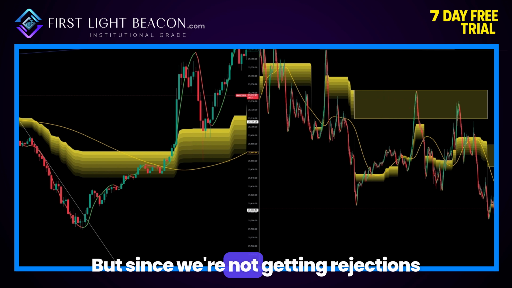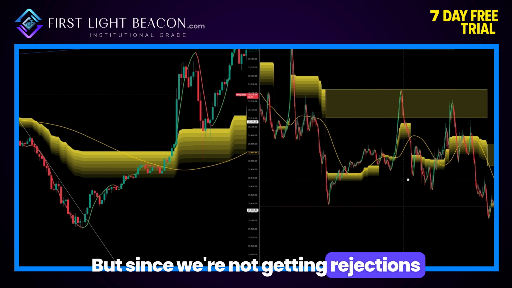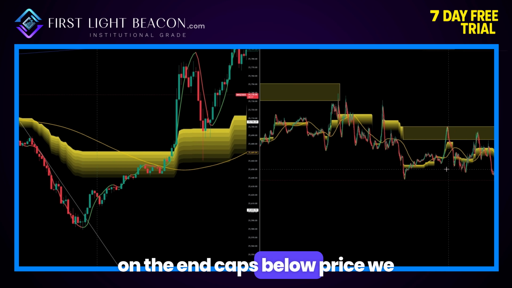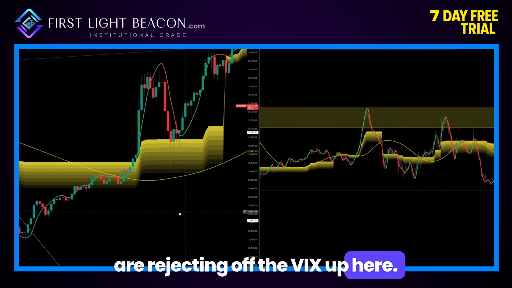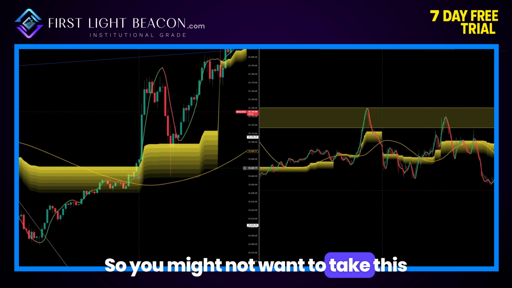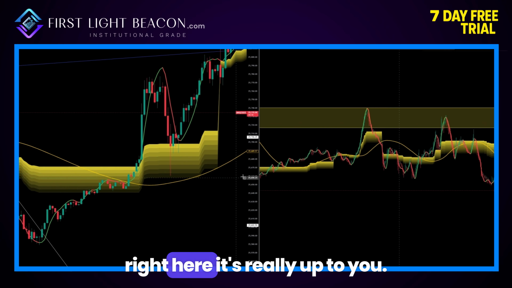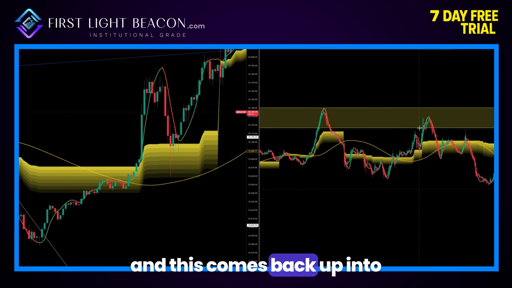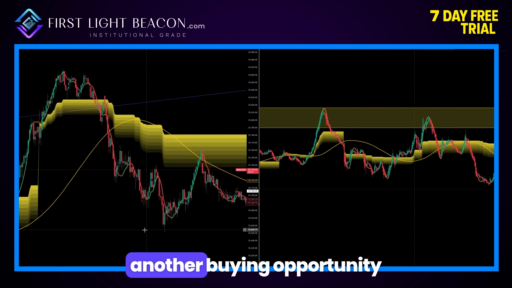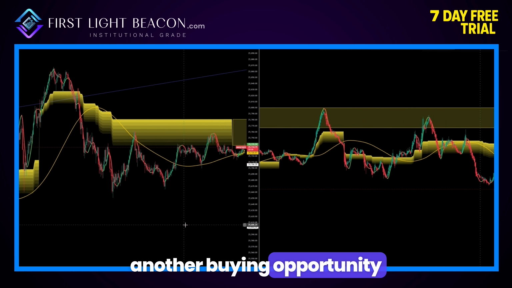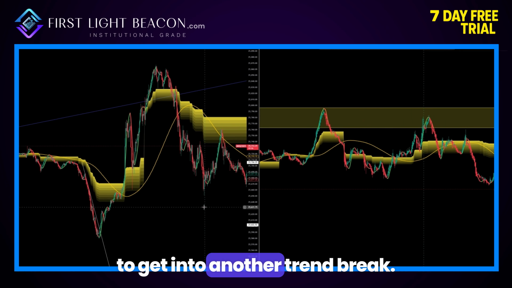But since we're not getting rejections on the end caps below price, we would want to be taking entries that are rejecting off the VIX up here. So you might not want to take this right here. It's really up to you. But when you get to right here and this comes back up into the end cap here, that's giving you another buying opportunity to get into another trend break.